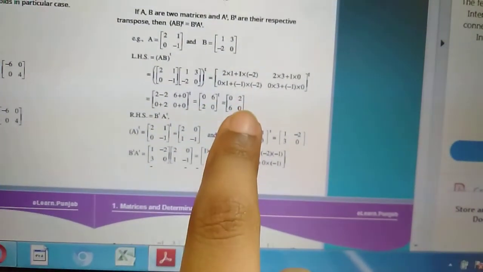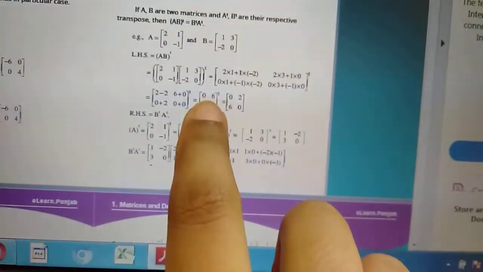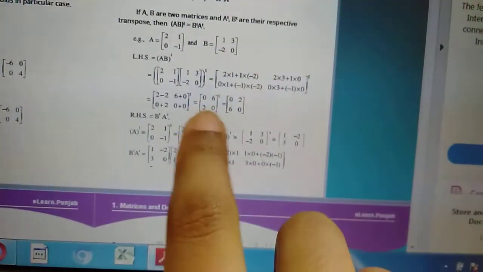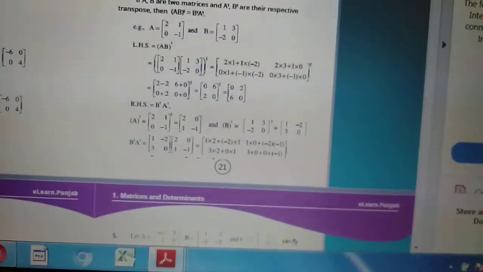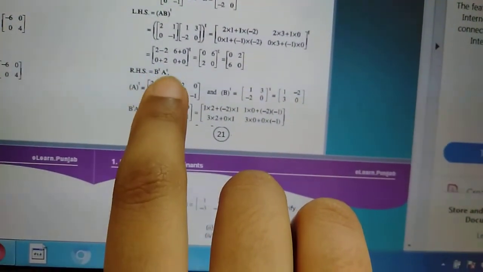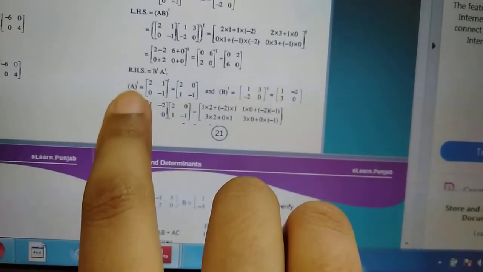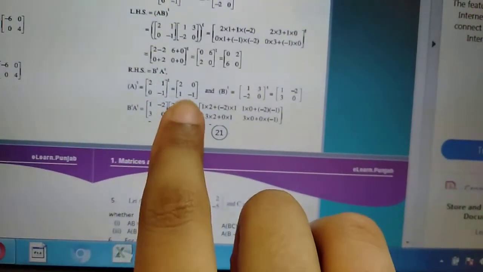Then we have taken the transpose, we have changed the rows into columns: this row into column 0 and 6, this row into column 2 and 0. Now we have the right hand side. Our right hand side is B transpose A transpose. First we will find the A transpose, or you can find the B transpose first, it's your choice.